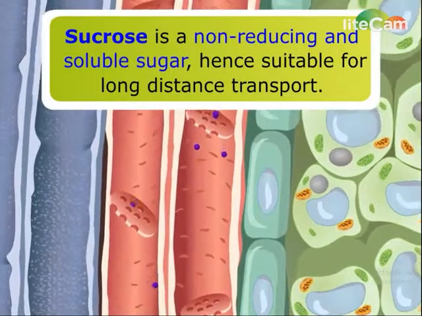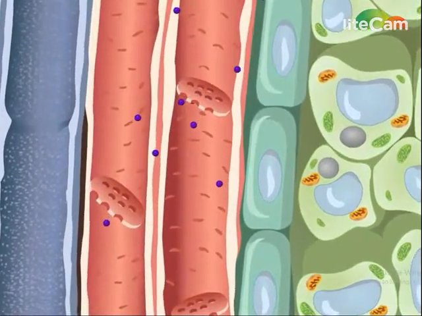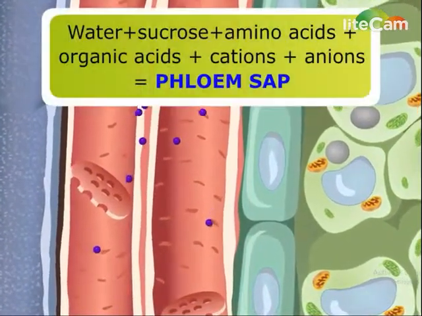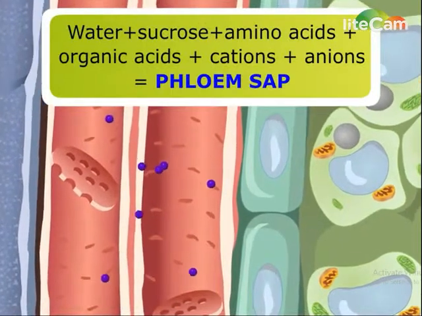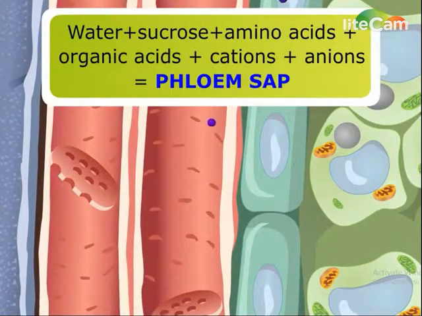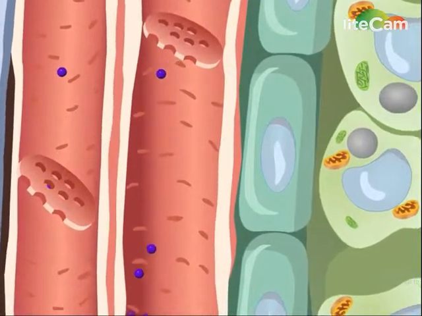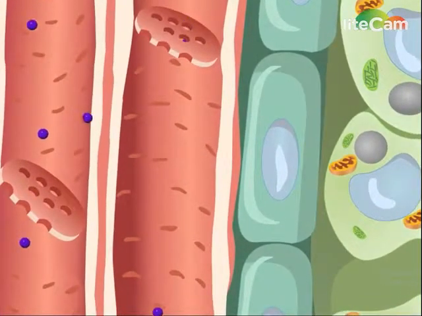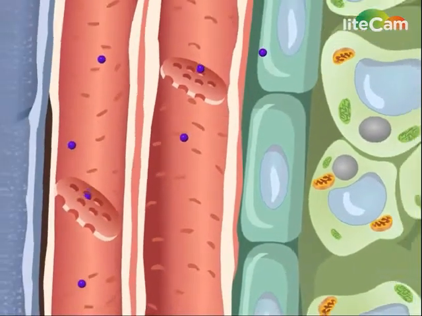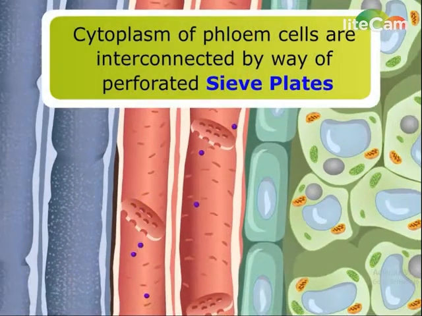Phloem sap comprises of water, sugars, amino acids, organic acids, some cations and anions. Phloem cells are connected end-to-end by way of sieve plates. These perforated structures create direct connection between the cytoplasm of connected phloem cells.